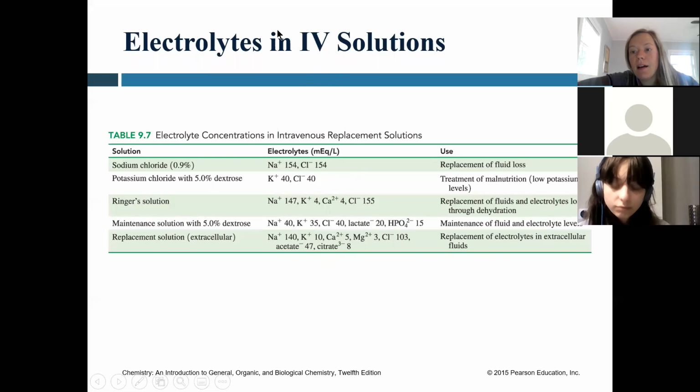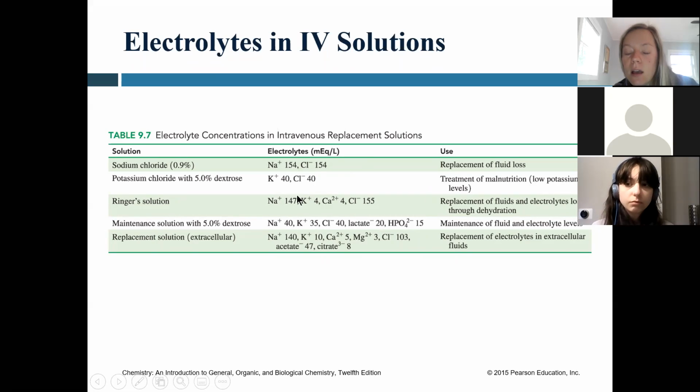If you were to get an IV solution, these are some different quantities of the electrolytes that you would find. Let's say you needed a replacement solution, you would have 140 milliequivalents of this Na+, 10 milliequivalents of the K+, and so on. What you see is that a lot of these are mostly just sodium, unless you're specifically looking for a potassium chloride solution. This is for people who have specifically low potassium levels. They don't need all the Na, they just need that potassium replacement.